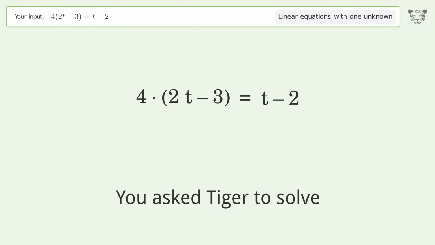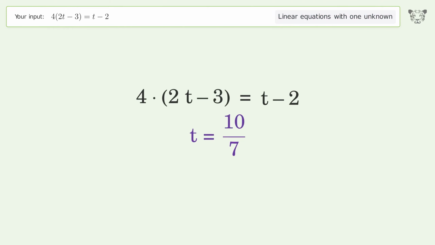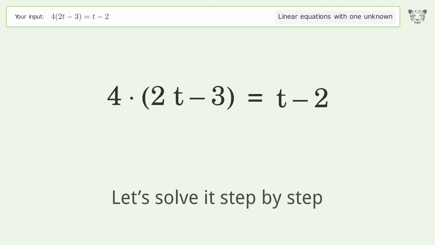You ask Tiger to solve. This deals with linear equations with one unknown. The final result is t equals 10/7. Let's solve it step by step.